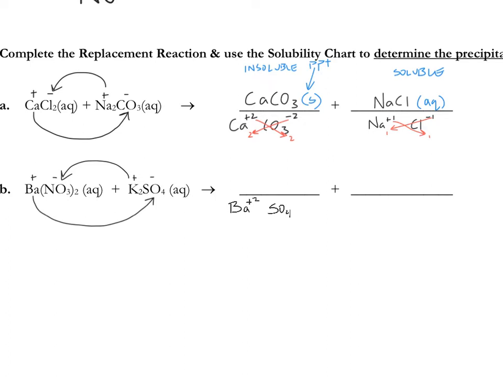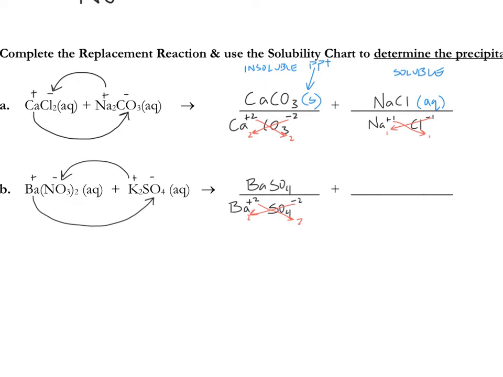Sulfate is a polyatomic ion, and it's got a -2 charge. When I cross those charges, you get a 2 and a 2. Those cancel each other out. So I simply just get barium sulfate, BaSO4. And my next compound that's formed is between potassium and nitrate.